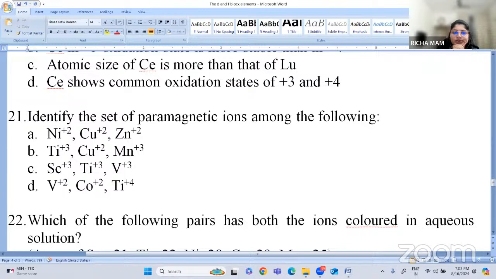What you need to know here is the atomic numbers. Nickel is 28, copper is 29, zinc is 30, Mn is 25, cobalt is 27. Yes, find out.